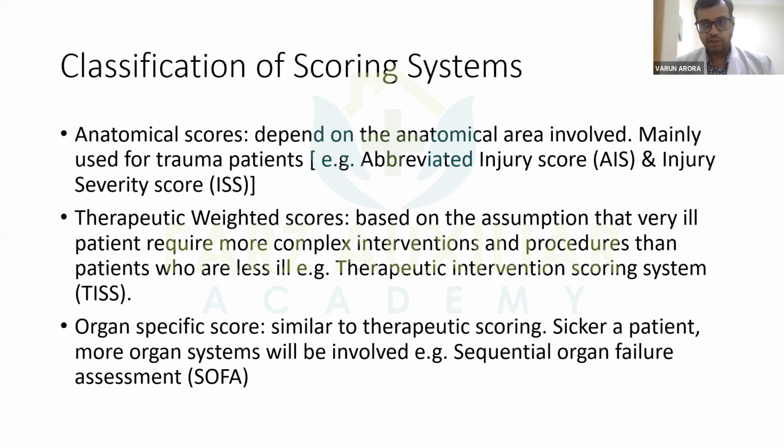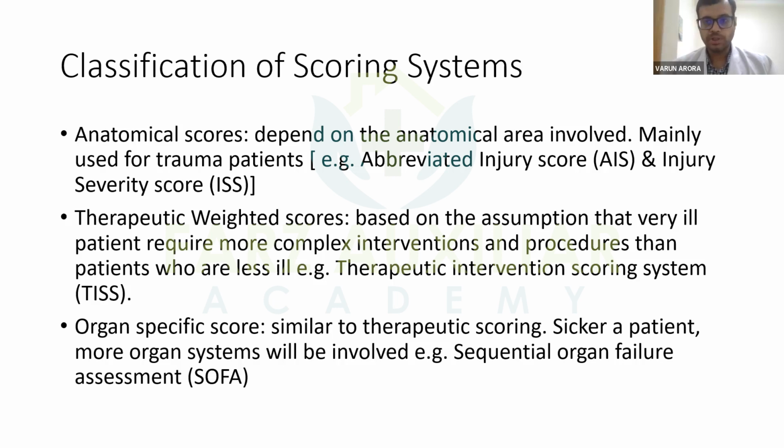So how do we classify these scoring systems? These are classified on the basis of anatomical scores, which depend on the anatomical area involved, such as abbreviated injury score and injury severity score. Then we have the therapeutic weighted scores. These scores are based on the assumption that very ill patients will require more complex interventions and procedures than patients who are not that sick. Examples include therapeutic intervention scoring system, the TISS.